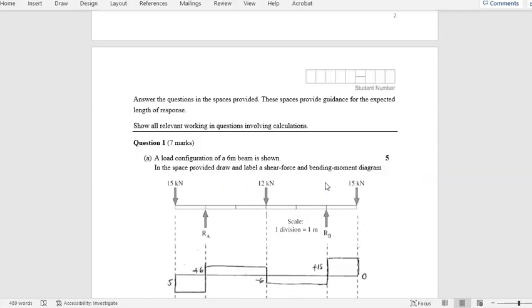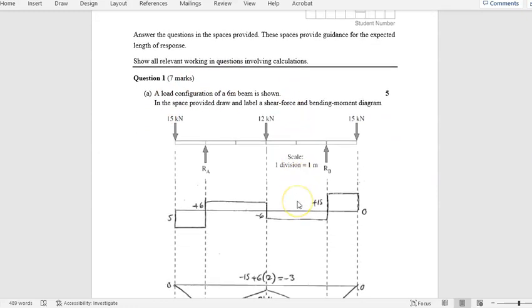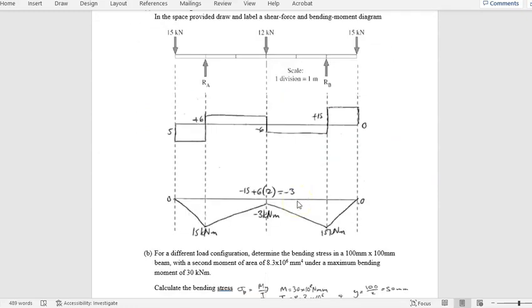Okay, so first of all, what we have is a 6 meter beam, and we've been asked to draw a shear force diagram. I drew up a new shear force diagram. I spent a lot of time drawing that on Illustrator and Photoshop. You might not look it, but anyway.